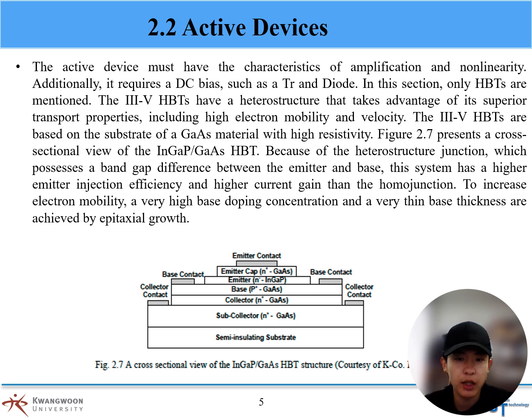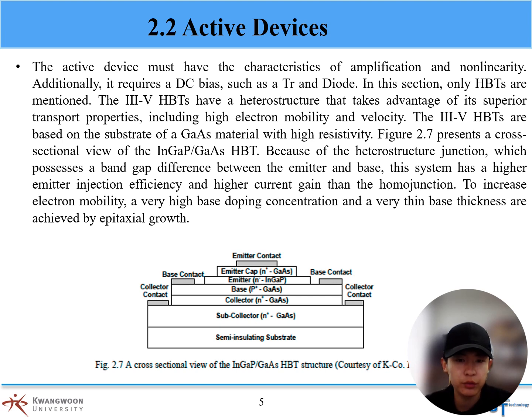This part is active devices. The active device must have the characteristics of amplification and nonlinearity. Additionally, it requires a DC bias, such as a transistor and a diode. In this section, only HBTs are mentioned.